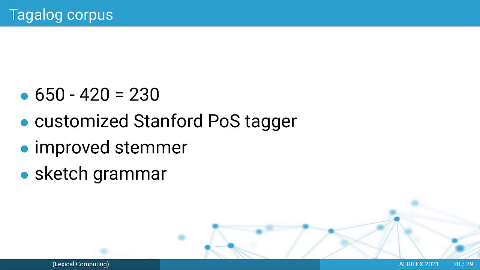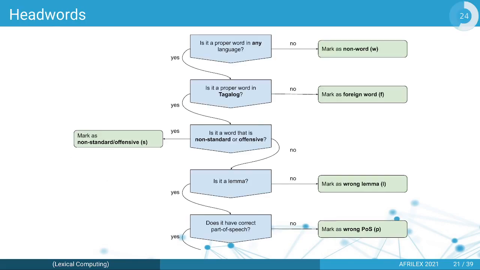For the Tagalog corpus, as I said, we were left with over 200 million words. We've customized the Stanford post-tagger, improved a stemmer that is available for that language to provide lemmatization. We have created a sketch grammar. Then we started with generating headwords. That's technologically, of course, a very simple task, because you basically take a frequency list of the corpus. We didn't use raw frequency. We use document frequency because that, in our experience, is a more reliable measure for lexicographic purposes.